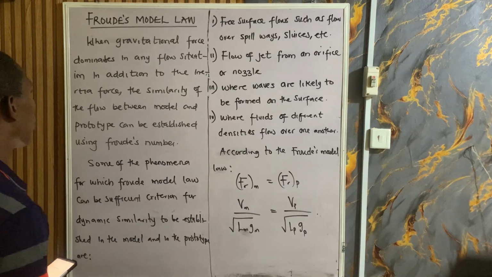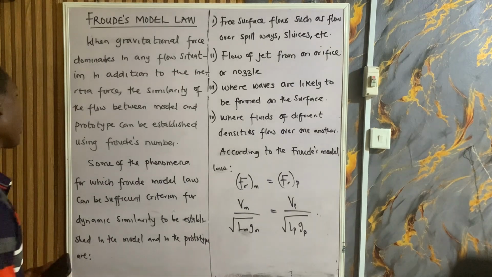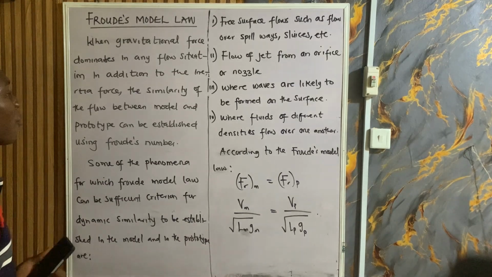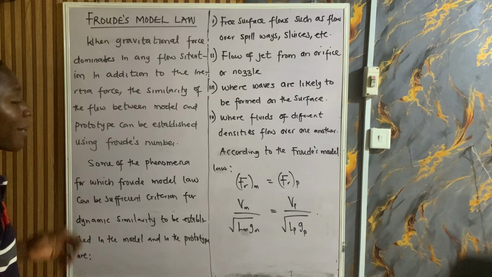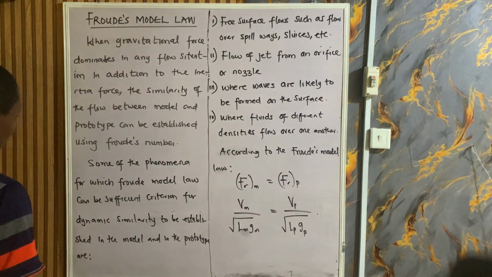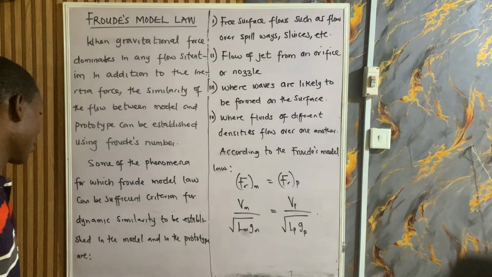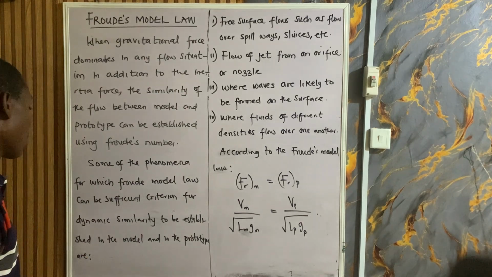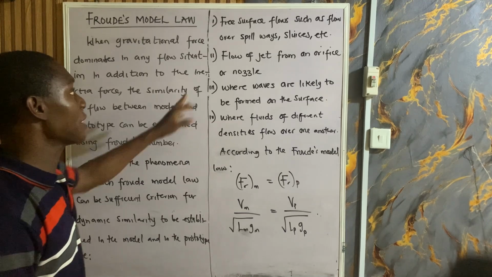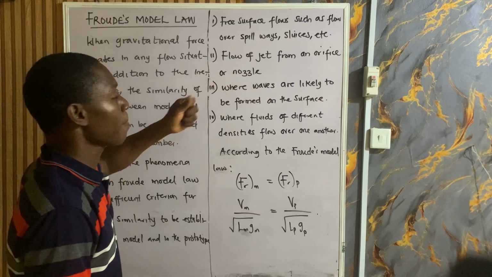Froude's model law. When gravitational force dominates in any flow situation, in addition to the inertial force, the similarity of flow between model and prototype can be established using the Froude number. Some of the phenomena for which Froude model law can be sufficient criterion for dynamic similarity to be established in the model and in the prototype are: 1. Free surface flow, such as flow over spillways, sluices, etc.